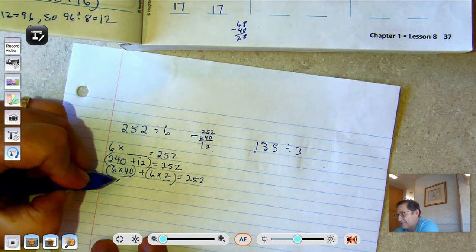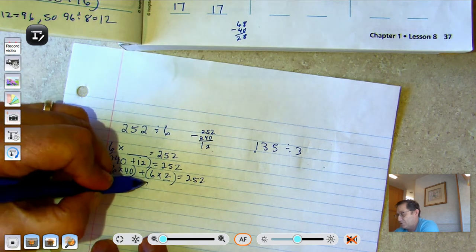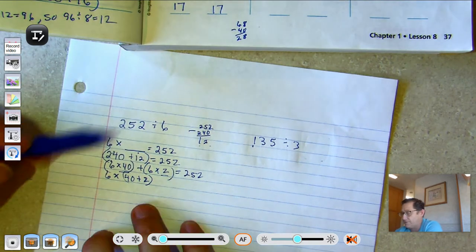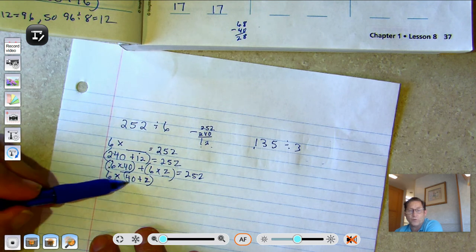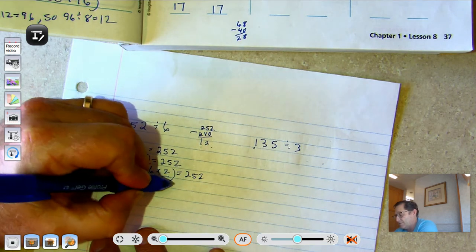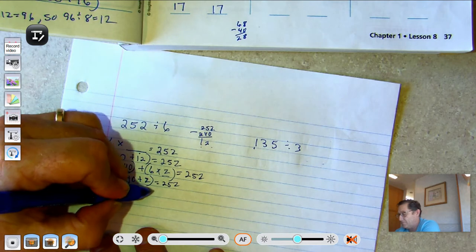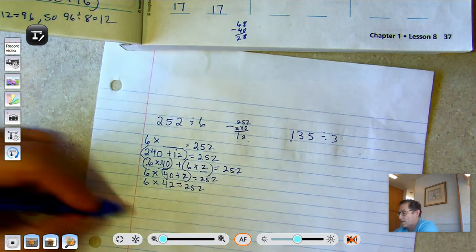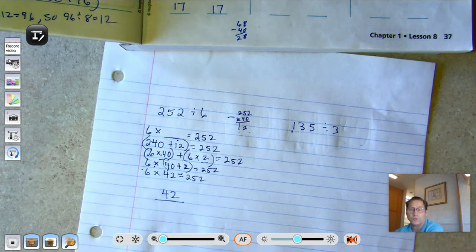So let's rewrite it as 6 times 40 plus 2. Where did we get the 40 and the 2? Because that's what we're multiplying by the 6. Okay? So 6 times 40 plus 2 equals 252. So it's 6 times 42 equals 252. So our quotient for the first one is 42.